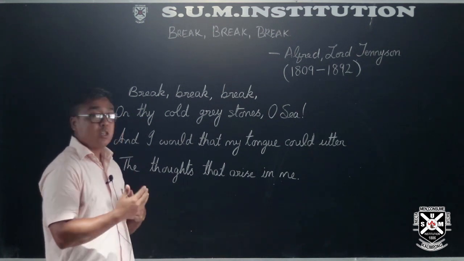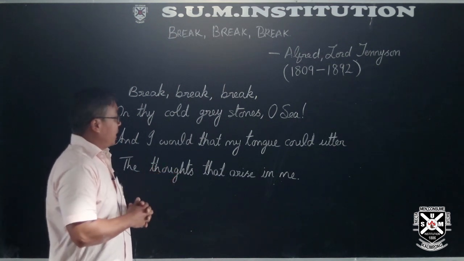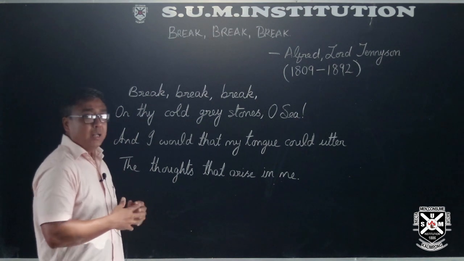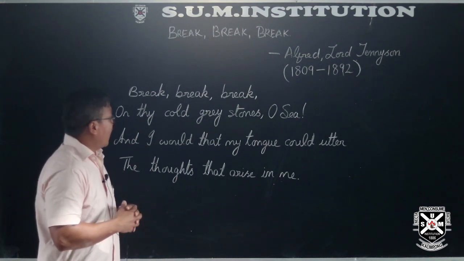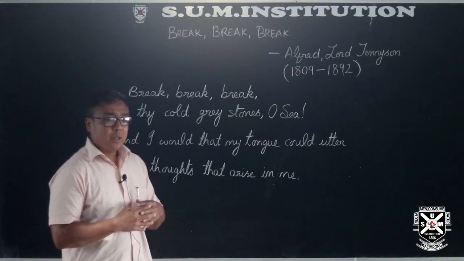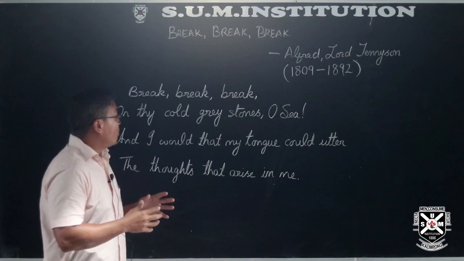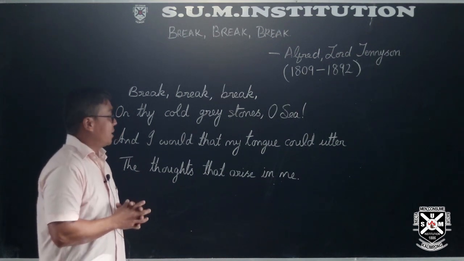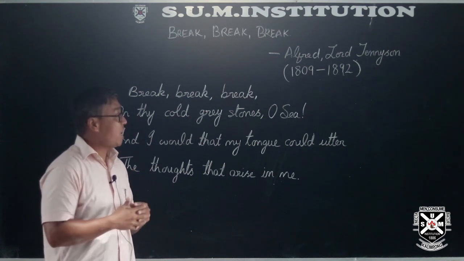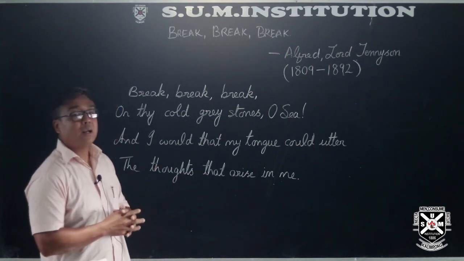When he compares his situation with the sea, he finds that the waves of the sea are battering the rocks on the seashore. What he realizes is that the sea waves keep moving and keep making noises. So in a way, the sea is able to express its thoughts. The sea is able to vent its energy. But the poet cannot express or utter his thoughts. He feels helpless at the loss of his friend. That is why he says, and I would that my tongue could utter the thoughts that arise in me.